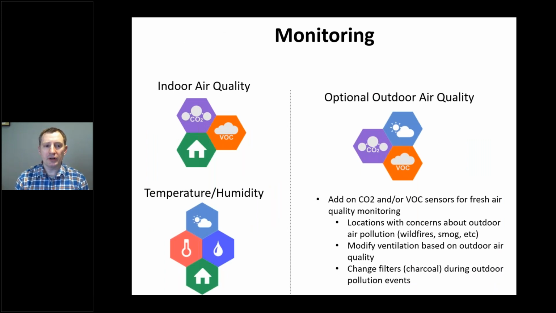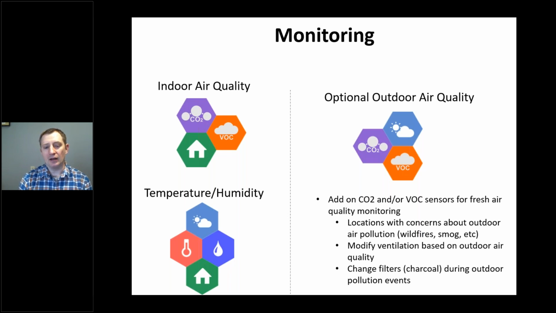The sensors then are monitoring indoor air quality. So we have independent CO2 and VOC sensors. As I mentioned, these are all built into the CERV itself. So wherever the CERV may be located in the house, it's just all the ducts coming from the house bringing air back to the CERV. It's measuring that air. And then it's measuring also temperature and relative humidity, both inside and outside the house.